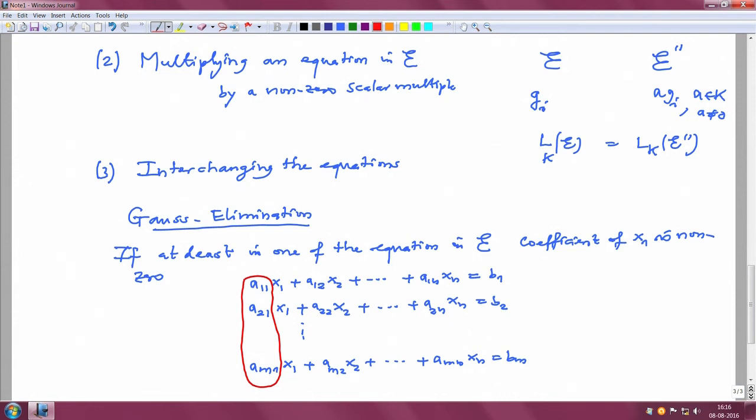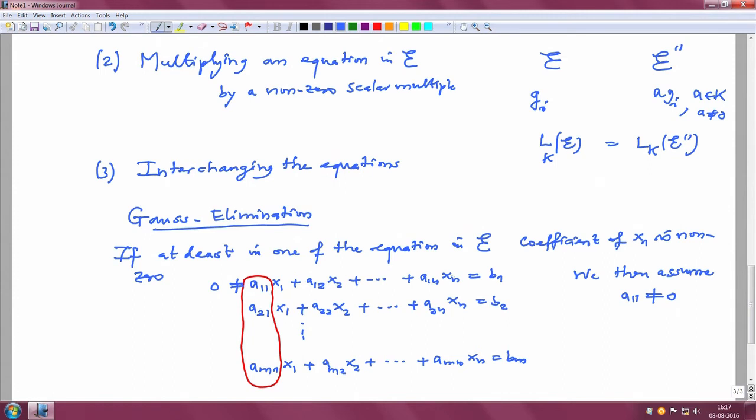If all are 0, then we do not need x1, then we go to x2 and so on. So, even if it is in between, I am going to interchange the equation and bring it to the top position. So, we then assume a11 is non-zero. Once it is a non-zero element in the field, I will multiply this equation.